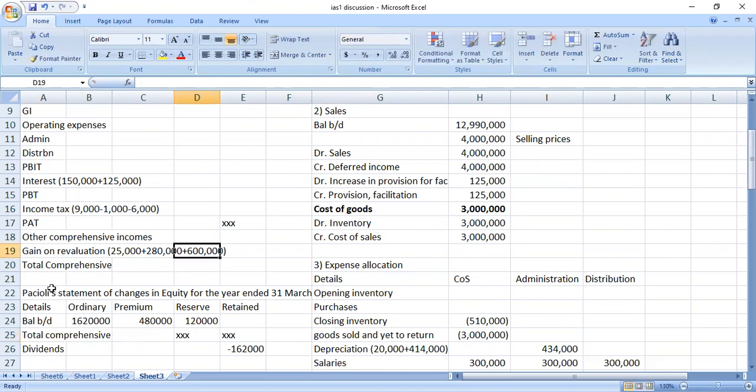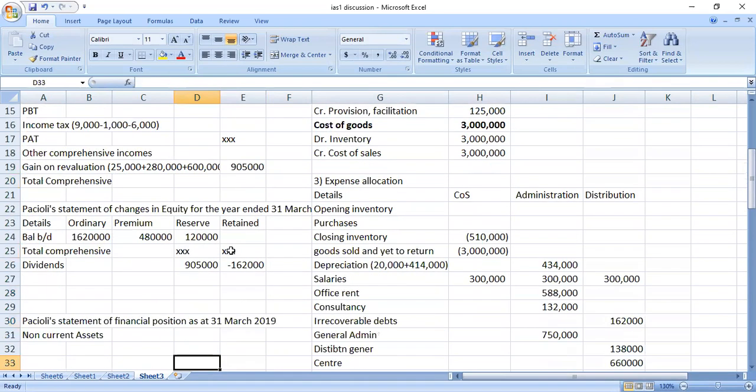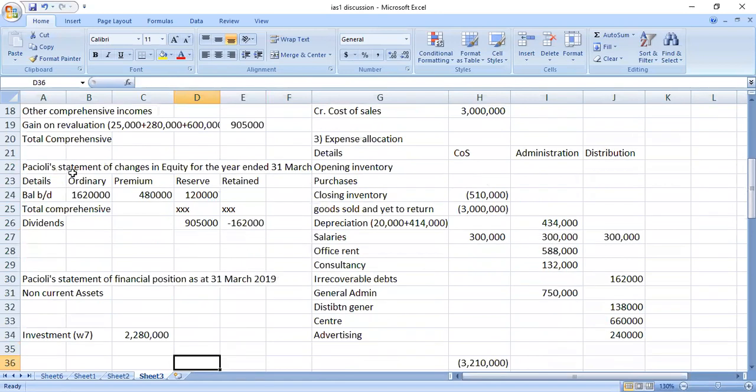Let me get this figure for clarity. This is 8905. This figure here, you bring it here, and you're done with the profit and loss. Then you come to changes in equity. We didn't have any other transaction really, so you add these.